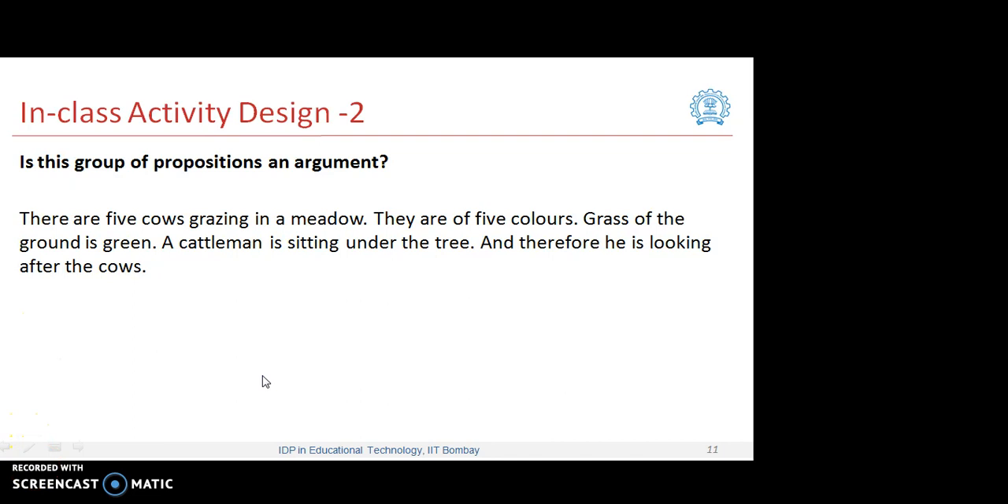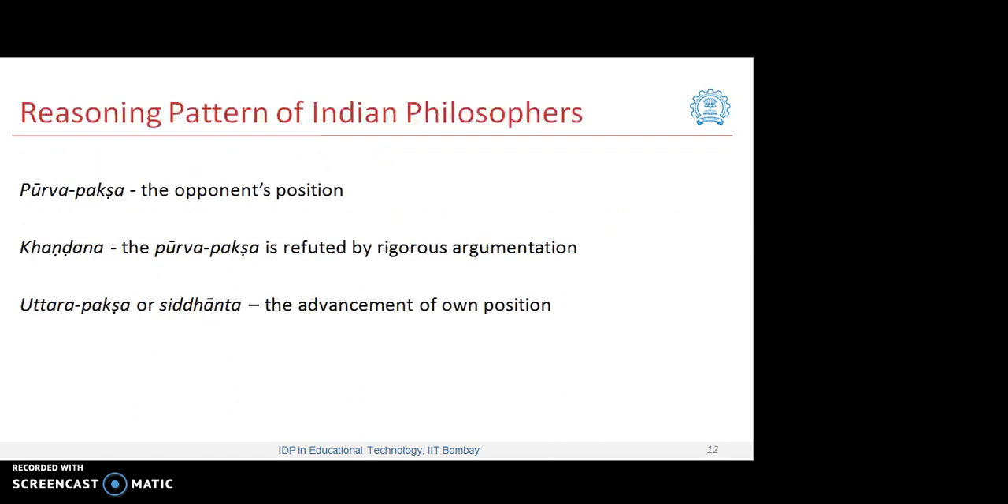So having understood the nature of an argument as a group of statements in which one is supported by the other statements, let us try to see how Indian philosophers argue in their reasoning. Usually we find this common pattern in Indian philosophers. First they try to produce the opponent's position which they try to argue against. This first step is called Purvapaksha.